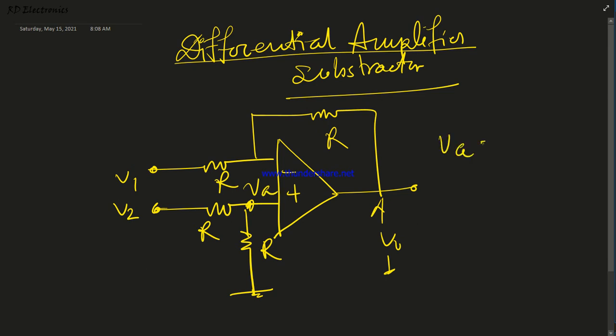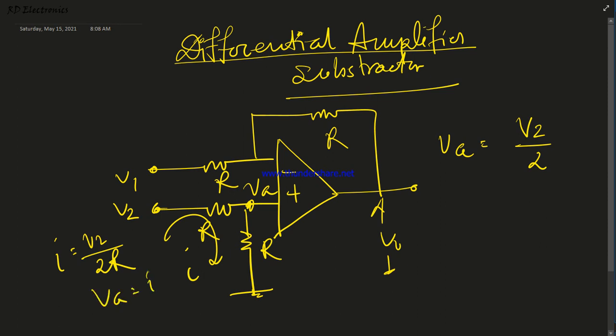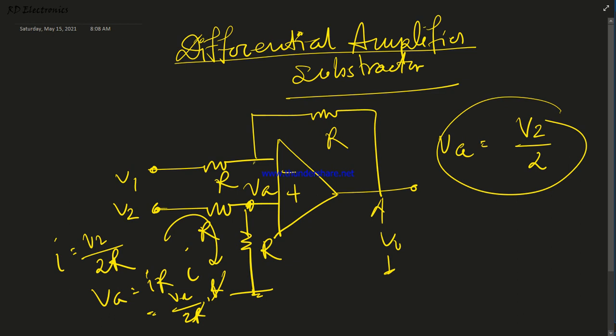The potential VA equals V2 by 2, because here the current is I, equal to V2 by 2R, and the potential VA equals I into R. So I means V2 by 2R into R, the R's cancel out, so VA is V2 by 2. Now according to KCL, at this point there are two currents, I1 and I2. So I1 equals I2.